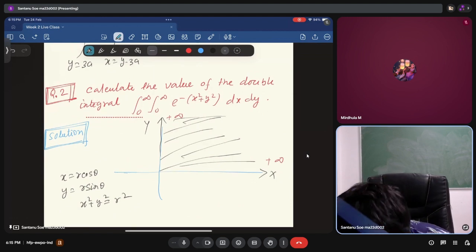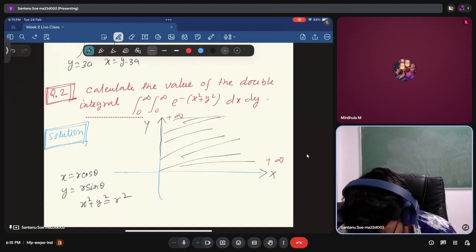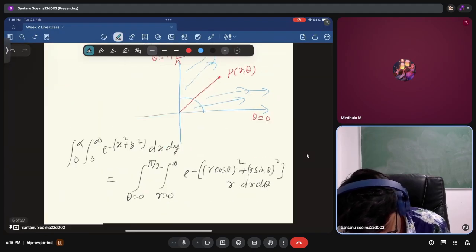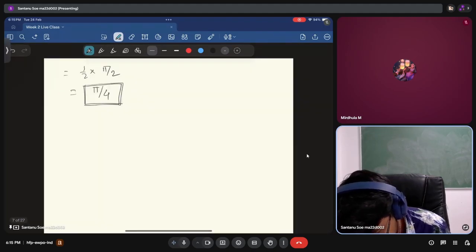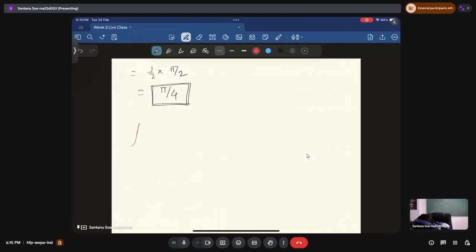Okay, so I hope this is clear. This was an easy integration. Now they can ask a question like this: what about the integration value of y equals 0 to infinity and x equals minus infinity to infinity, exponential of minus of x square plus y square dx dy?